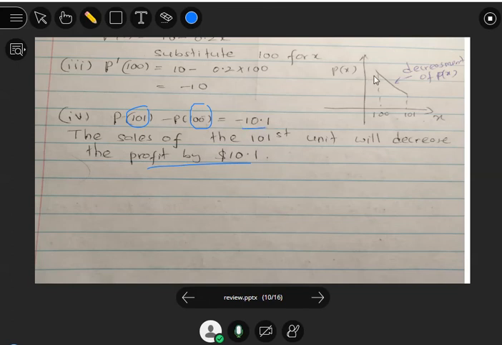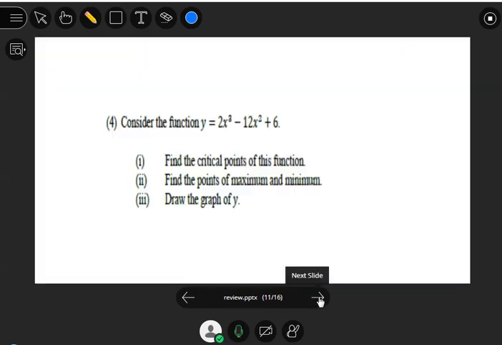So clearly you can see when it is 100 items, this is the profit, and when 101 items are sold, this is the profit. So it is a decrease. That is why I say that when we change from 100 to 101, it has decreased the profit by this amount. Okay, so this is our fourth problem.